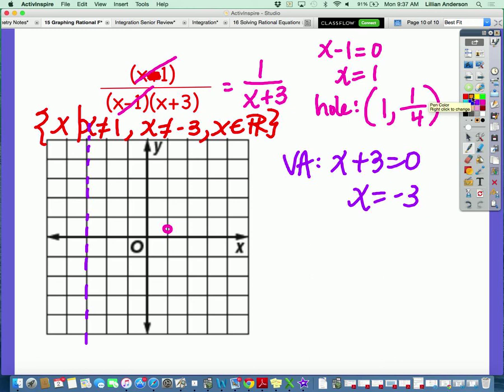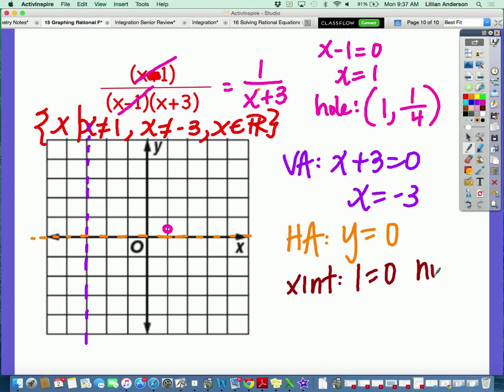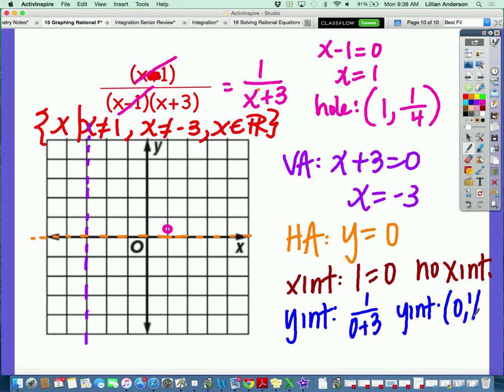To find our horizontal asymptote, we look at the degrees. We'll see our denominator is bigger than our numerator, so our horizontal asymptote is y equals 0. We need to figure out if we have x-intercepts by setting our numerator equal to 0, which can't be possible, so we have no x-intercepts. And lastly, our y-intercept, which can be found by plugging in 0 for x, gives a y-intercept of (0, 1/3).